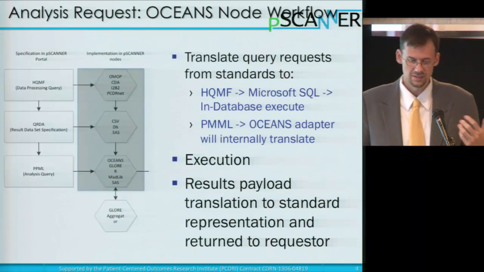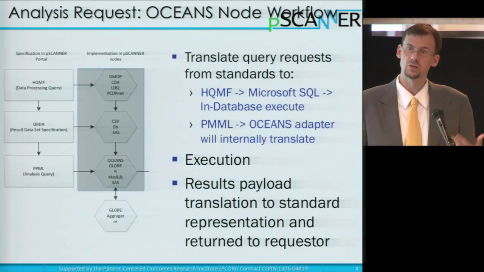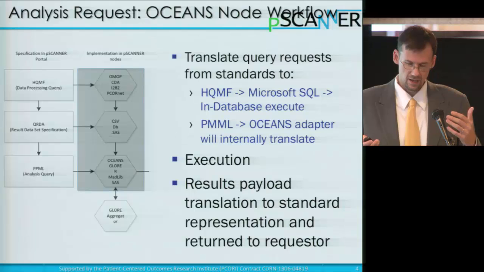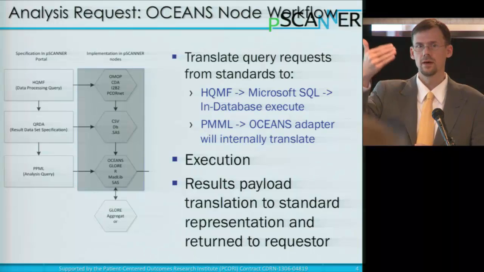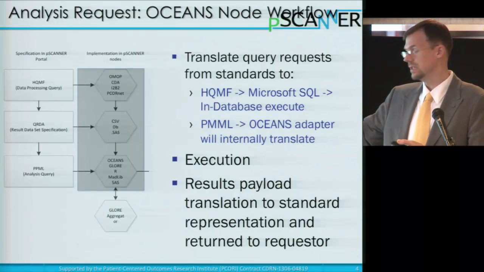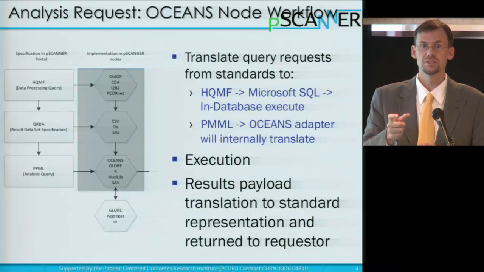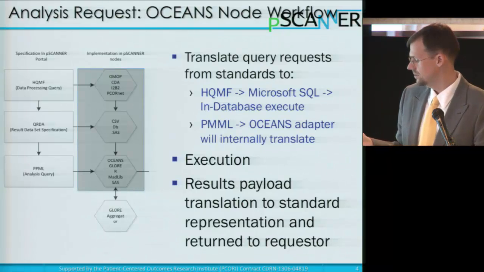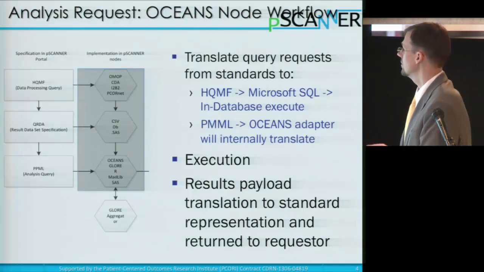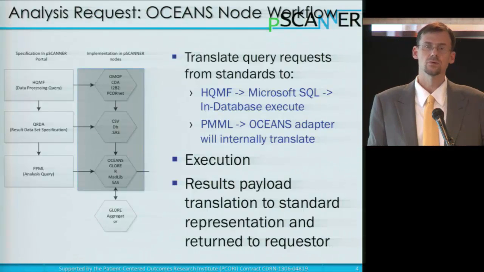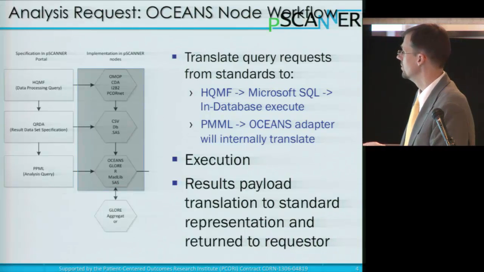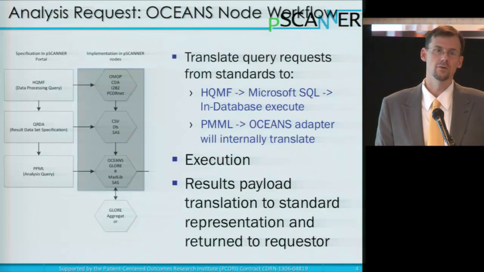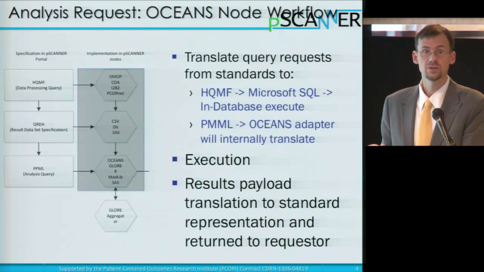One example of this, as she mentioned, was the Oceans and GLORE analytics. As an example with Oceans, you would take in the PMML and other data standards. At the node level, you would then translate those data standards into node-specific code. In the case of Oceans, you would translate HQMF into Microsoft SQL or Oracle SQL or whatever your installation is, and then do an in-database execution to transform your common data model, whether that's i2b2 or OMOP, into a flat analytic file that you could conduct your analysis on.